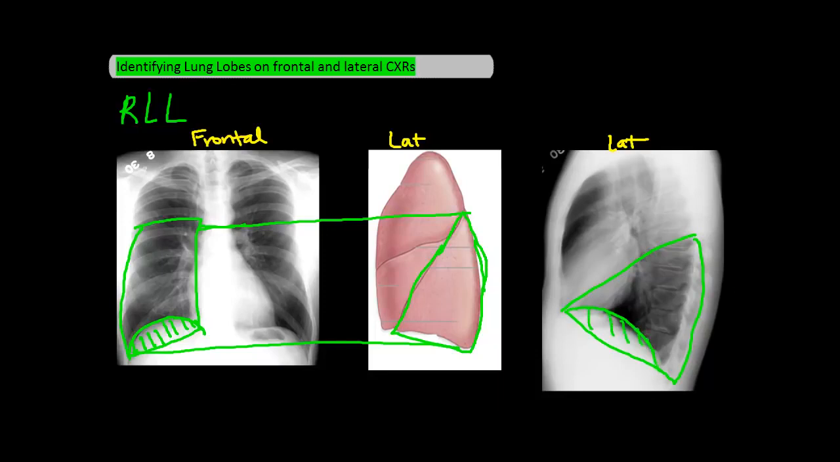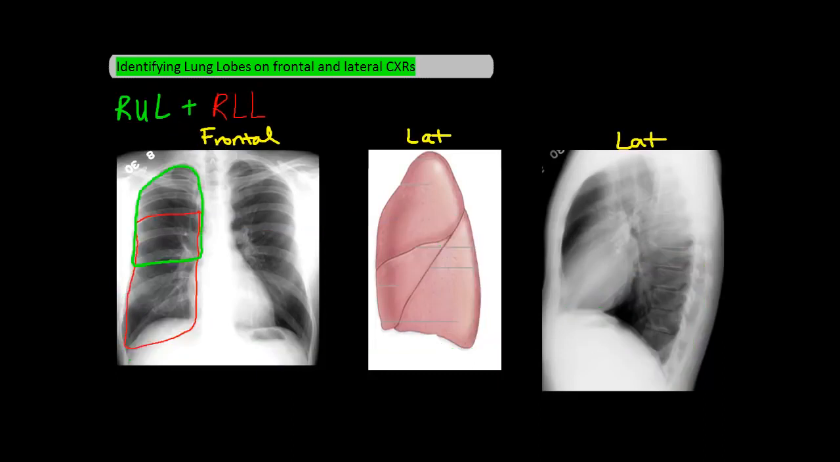So if you've been watching closely, you should be thinking, wait, why do the right upper lobe and right lower lobe areas overlap?